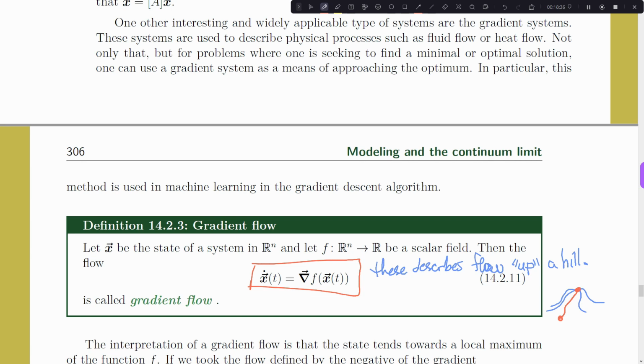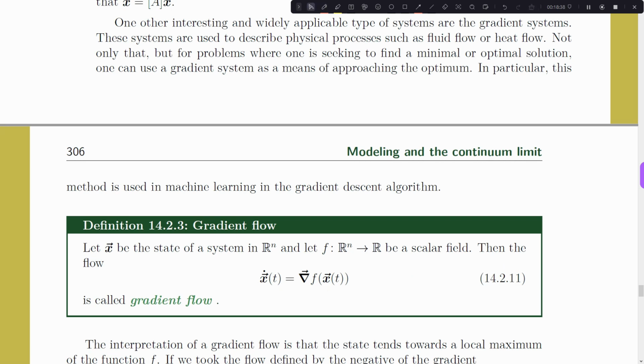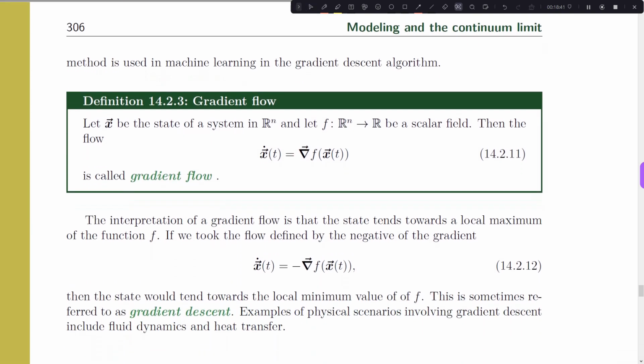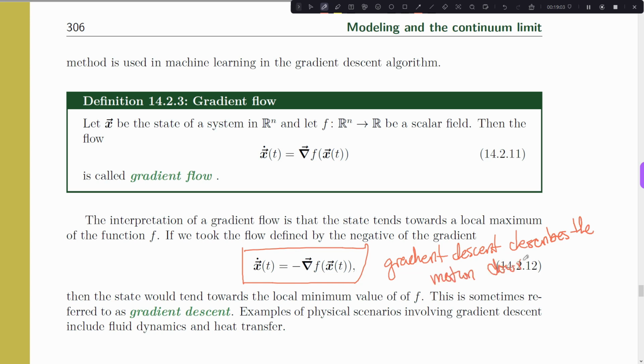Okay, and up a hill is not maybe the most important thing to measure. It's in fact down a hill. That's really important to measure. This is called gradient descent. And all I've done is I've added a negative sign in front of my gradient, and this describes the motion down a hill.